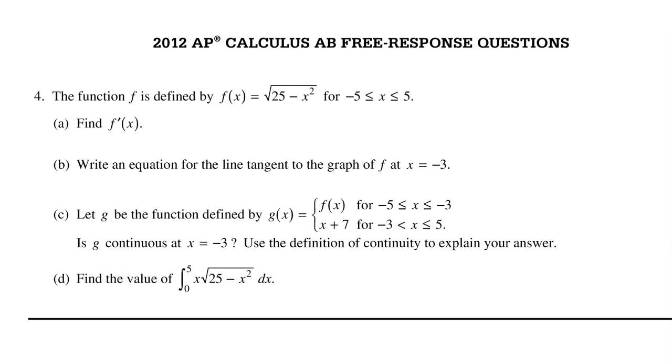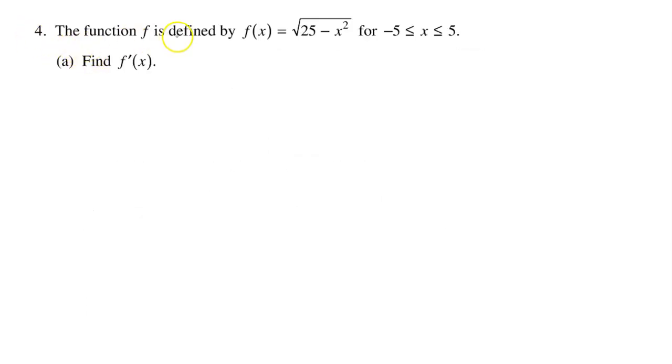In this video, I will walk you through problem number 4 from the 2012 AP Calculus exam. The function f is defined by f of x equals the square root of 25 minus x squared for the closed interval from -5 to +5. Part A, find f prime.